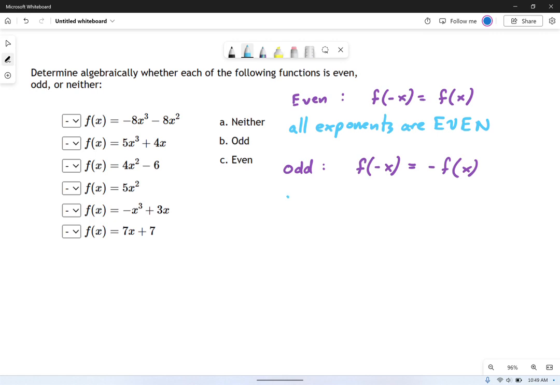Now for odd functions, you might guess, all exponents are odd. If you take a look at the version we did earlier, 3 was an odd number, and this 1 exponent right there, that's also an odd number. So I eventually get to the point where I just check the exponents, and that determines the symmetry of the polynomial for me.